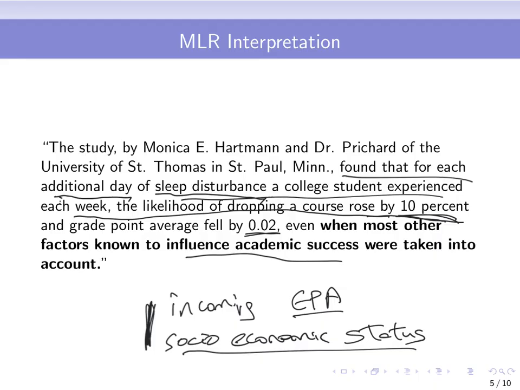Then for those students, for every additional day of sleep disturbance, the likelihood of dropping a course rose by 10%. So this bolded statement is key because it's explicitly saying that you're comparing students who are similar in all these other factors, so that you can see the impact sleep disturbance has on the response variable. One could say there is this association, and the association is not due to GPA or socioeconomic status.